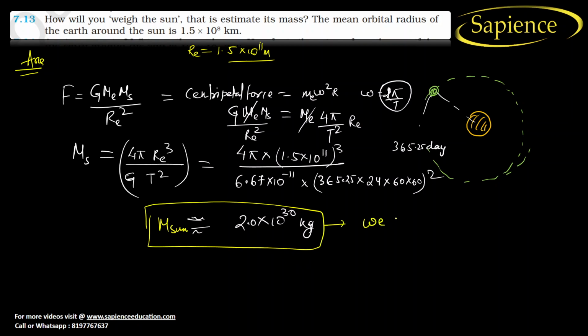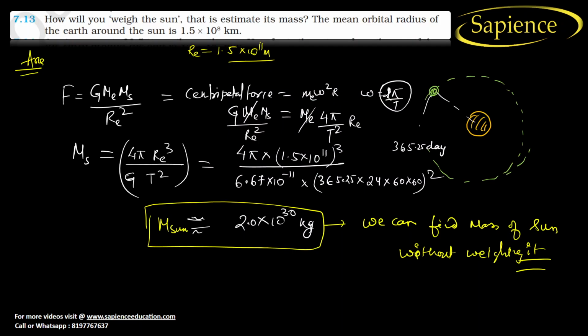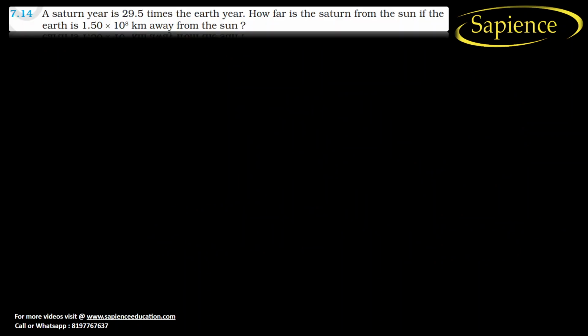So we can find the mass of the Sun without weighing it. I hope you have understood this. Now this is question number 7.14.